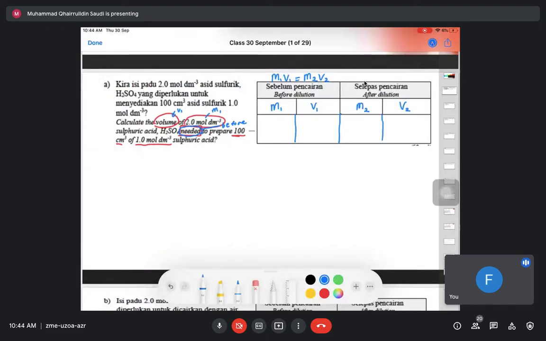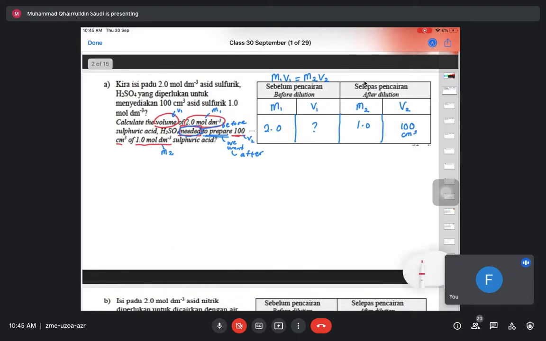Do you agree with me? Betul tak? Yes, teacher. Another keyword is to prepare. To prepare means the one that we want, so it will be the after. So this is our V2 and this is our M2. Put it in the table. M1 2.0, V1 we don't know, M2 1.0, V2 100 centimeter cube.